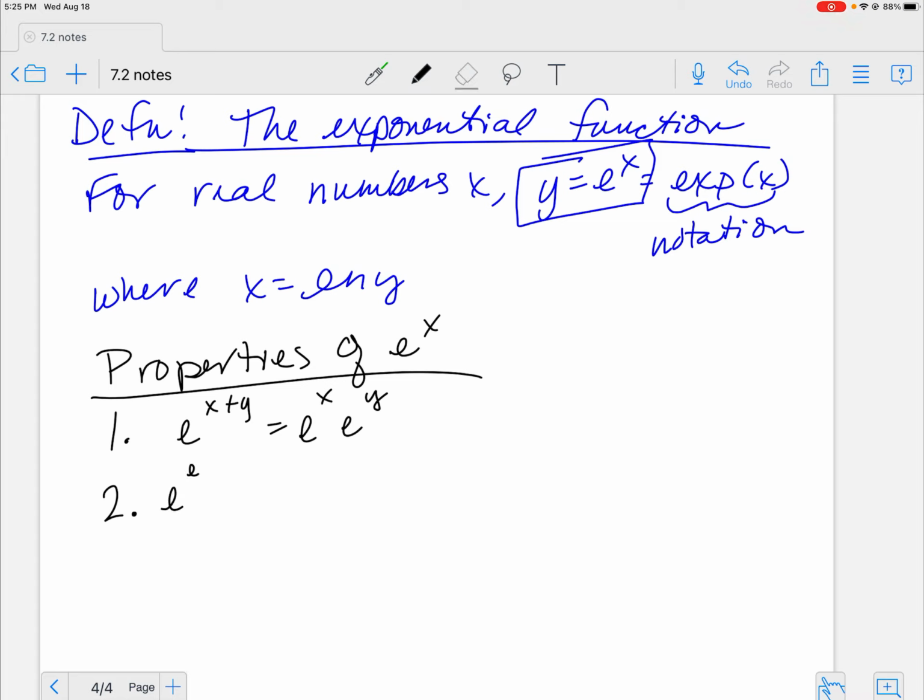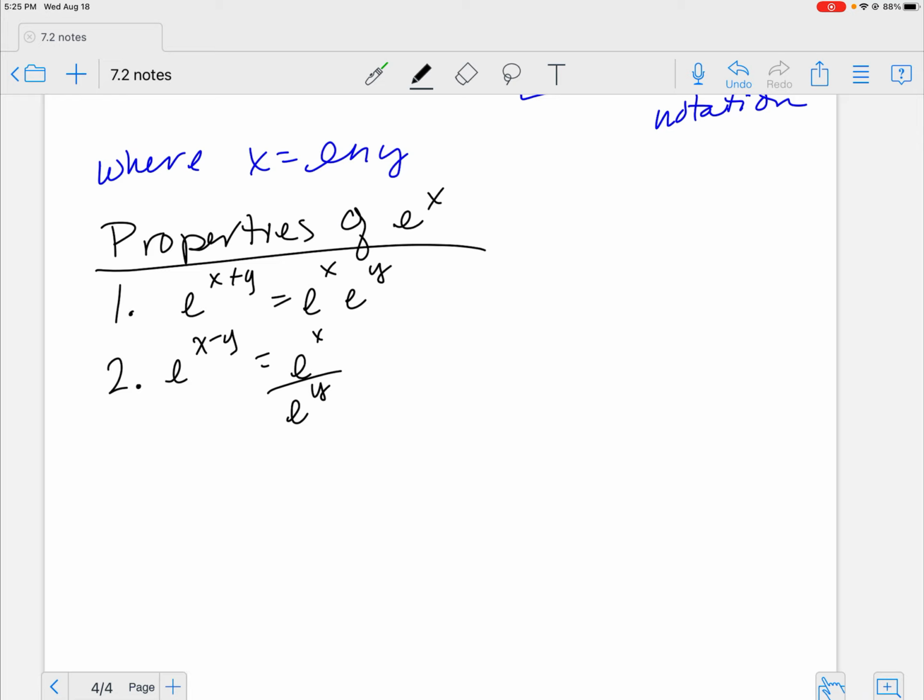e to the x minus y. Same thing. I have e to the x, but instead of multiplication, it's division. Right? So, like bases, you can subtract those exponents. If I have e to the x to the p power, to a power you multiply. So that's the same thing as e to the xp. Remembering all this stuff, right? Okay, so let's keep powering through.